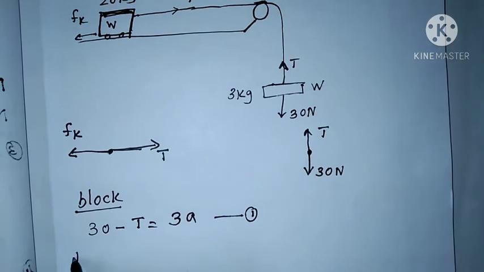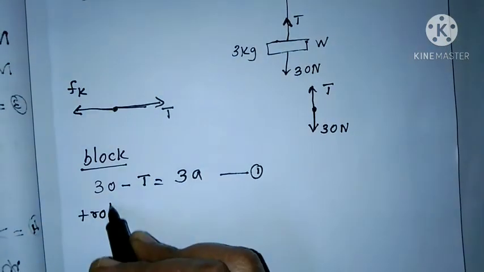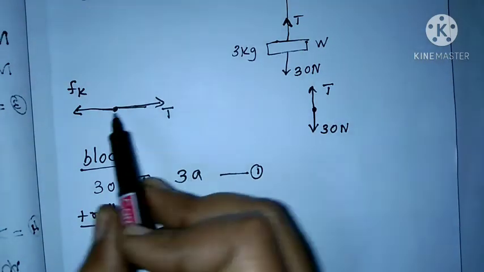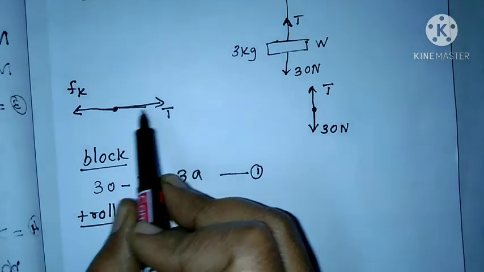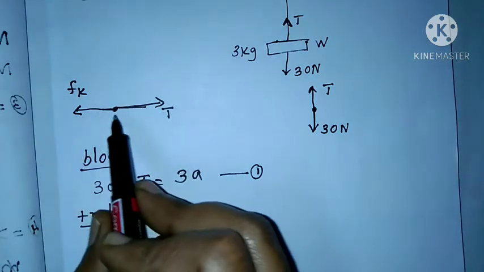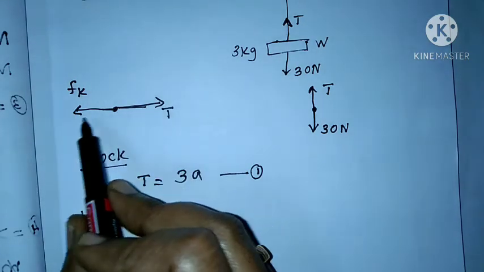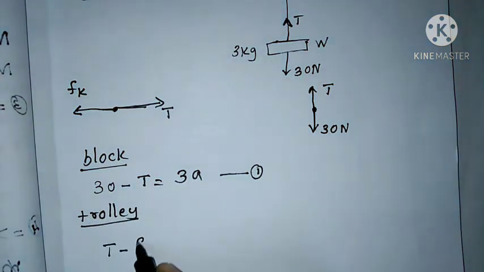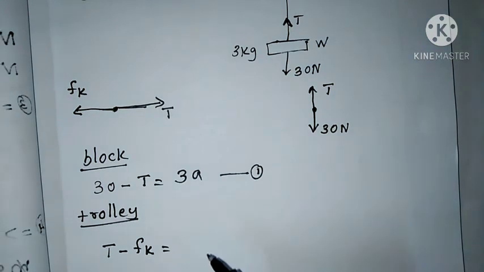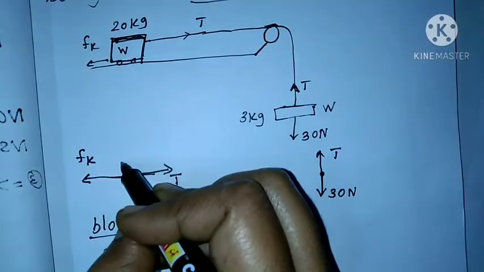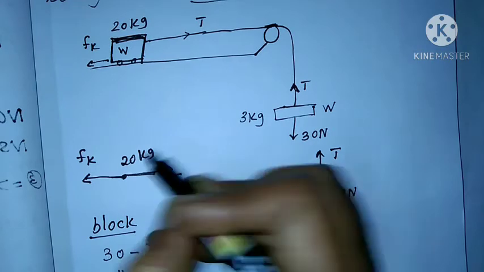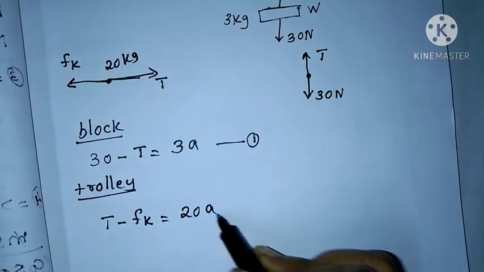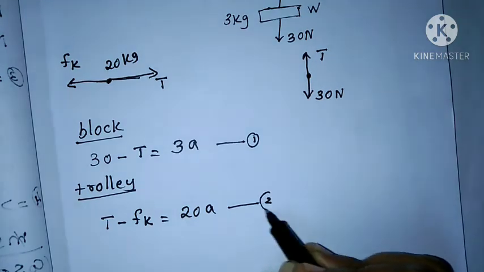Then apply the second law to the trolley. What is the net force here? The total force is T minus Fk. So we can write T minus Fk is equal to the mass, which is the 20 kilogram. So we can write 20 into a, the acceleration. That is equation number 2.